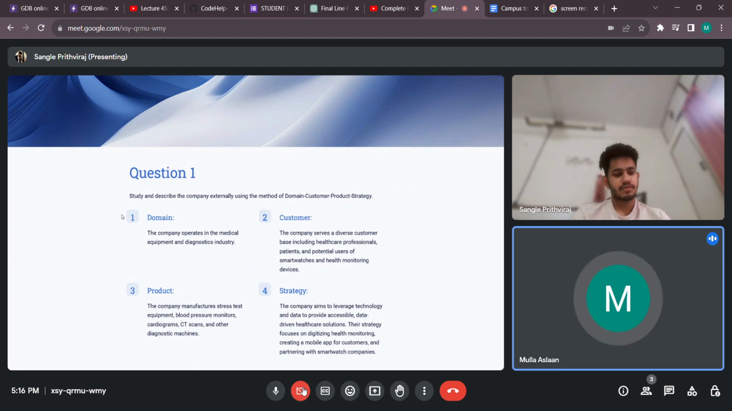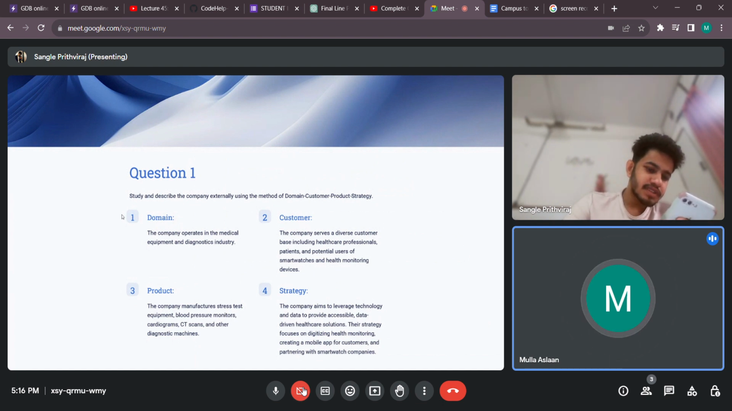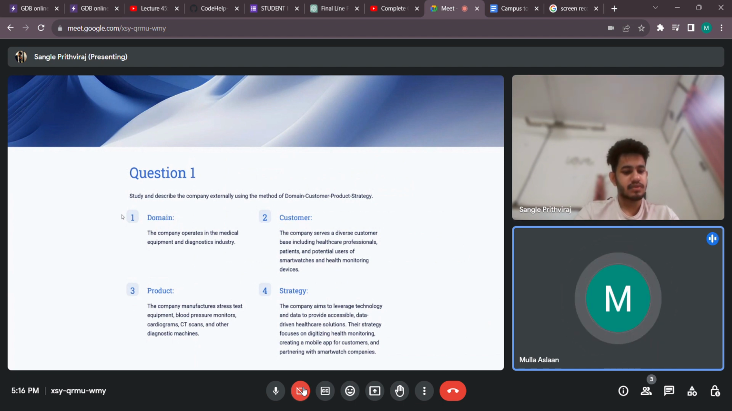Now, turning to the customers, our company caters to a diverse clientele. This includes healthcare professionals who rely on the precision of our diagnostic machines. It extends to the patients who entrust us with their health data, understanding the impact it can have on their lives. Additionally, our potential customers could be individuals using smartwatches and health monitoring devices, looking for ways to monitor their health proactively. When we discuss products, our company's specialization comes to the forefront.